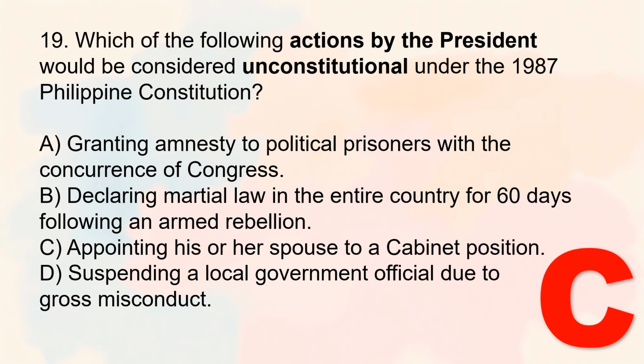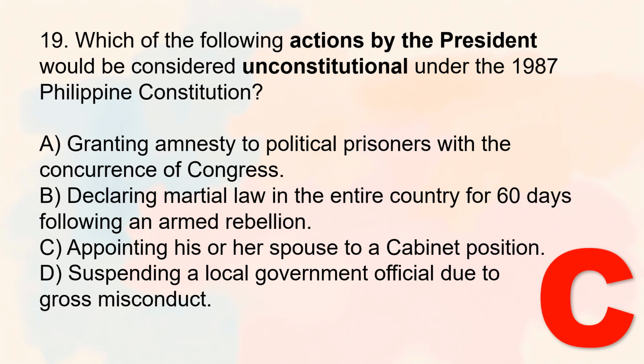The best answer is letter C. The 1987 Constitution prohibits nepotism in government appointments. It's stipulated in Article 7, Section 13. The President is not allowed to appoint relatives within the fourth civil degree of consanguinity or affinity to government positions, including spouses, parents, and siblings. So letter C is unconstitutional.